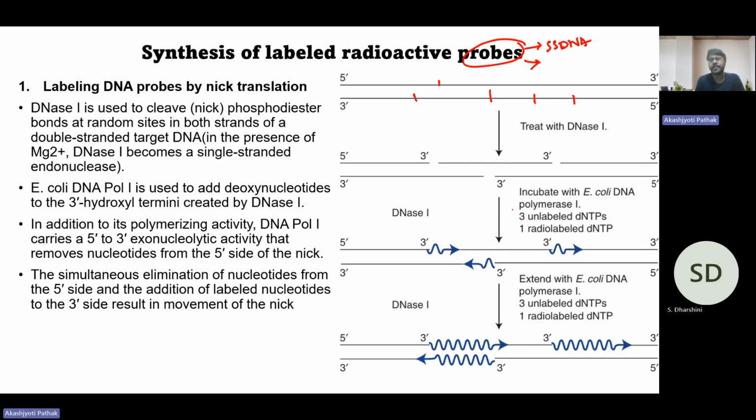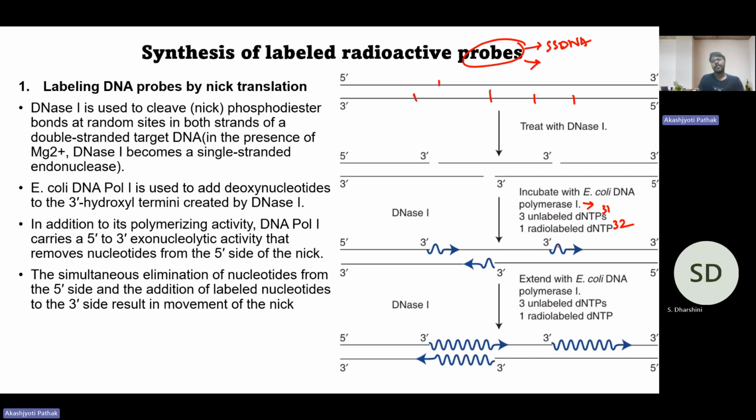Then you treat it with Klenow enzyme or DNA polymerase 1. So DNA polymerase 1 has another subunit which is called the Klenow enzyme. Along with it, what do you use? You use 3 unlabeled dNTPs and 1 radio-labeled dNTP. For example, if you want your DNA probe to have a radioactive adenine molecule, then you use dATP having P32, while other dNTPs will have normal phosphorus, P31.